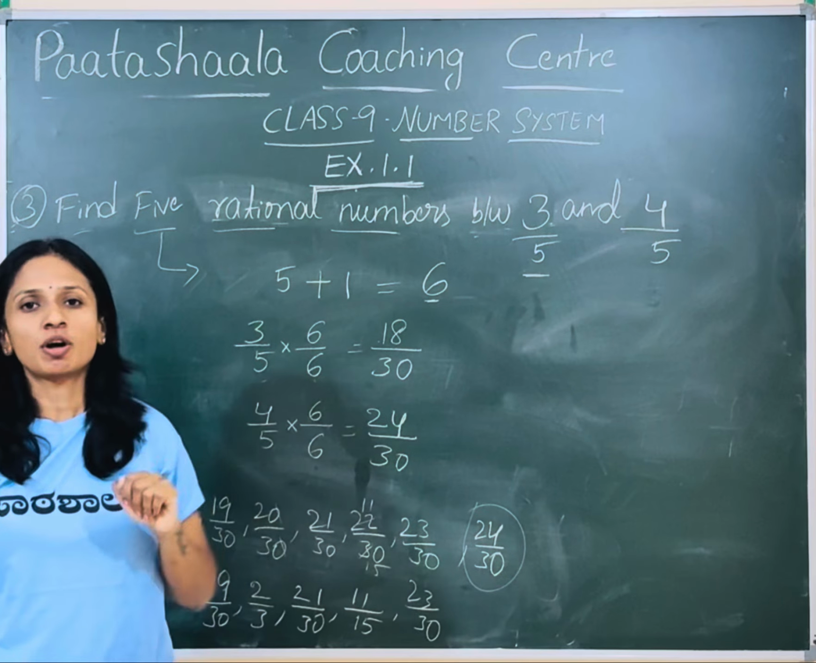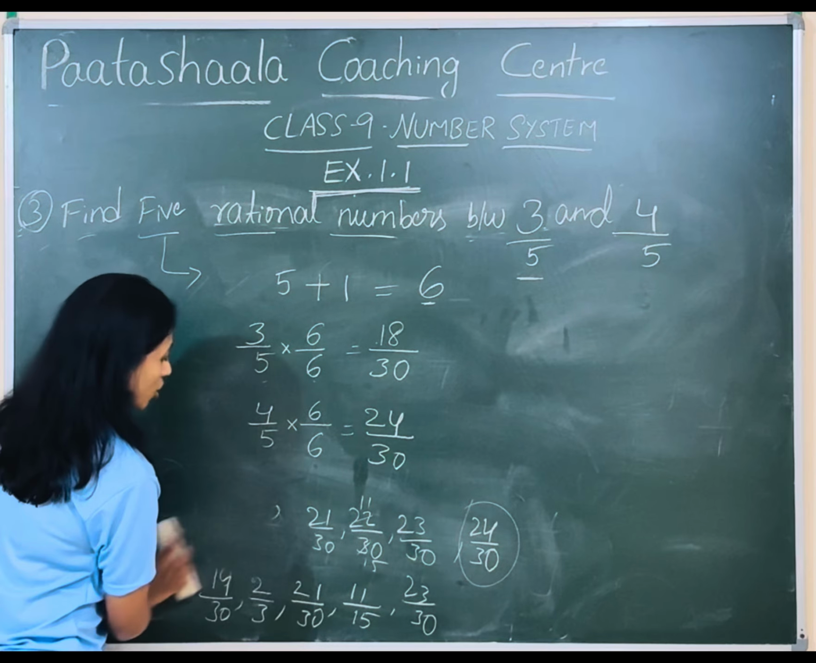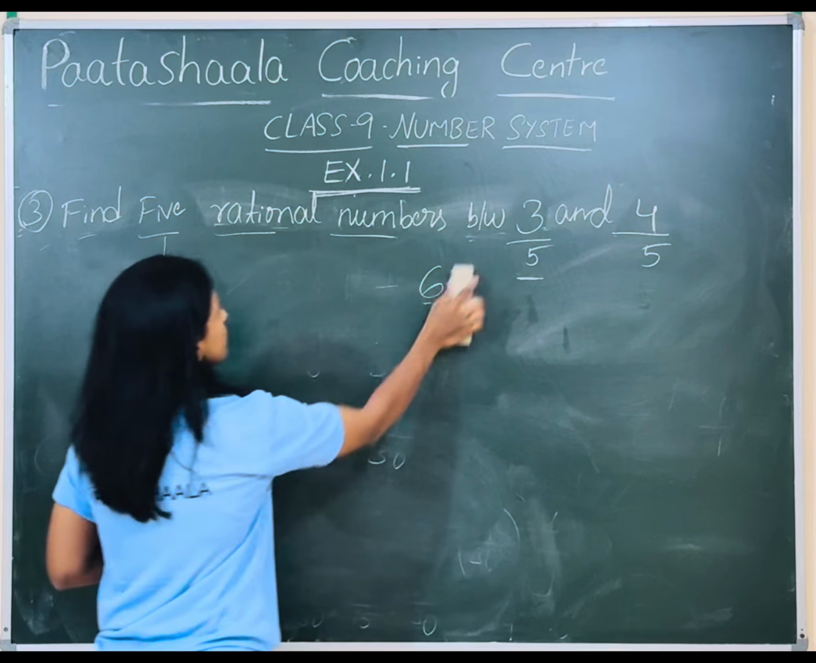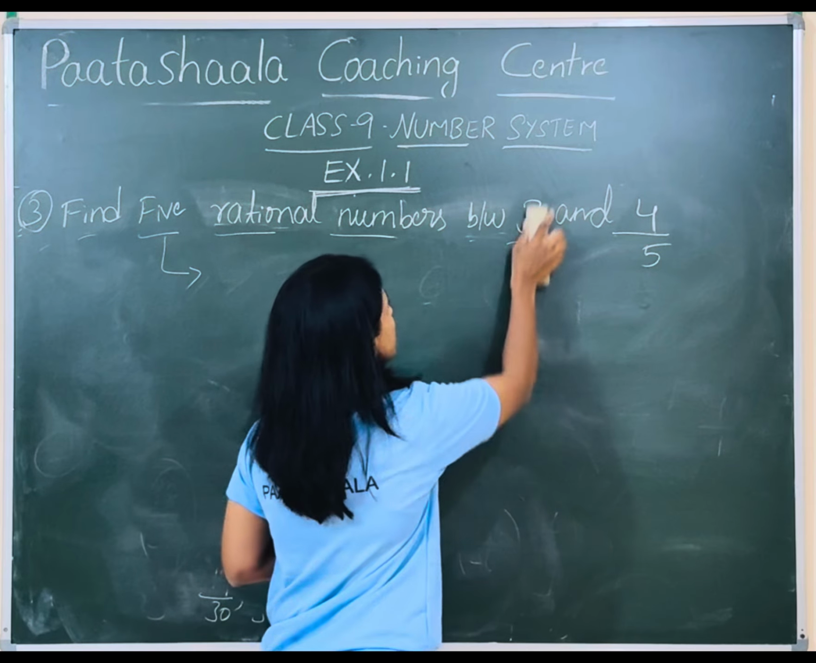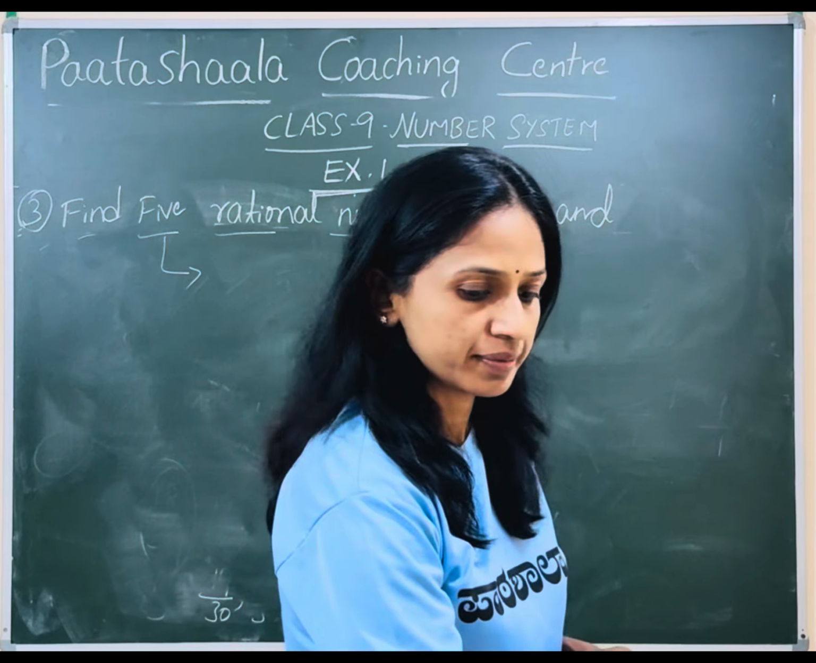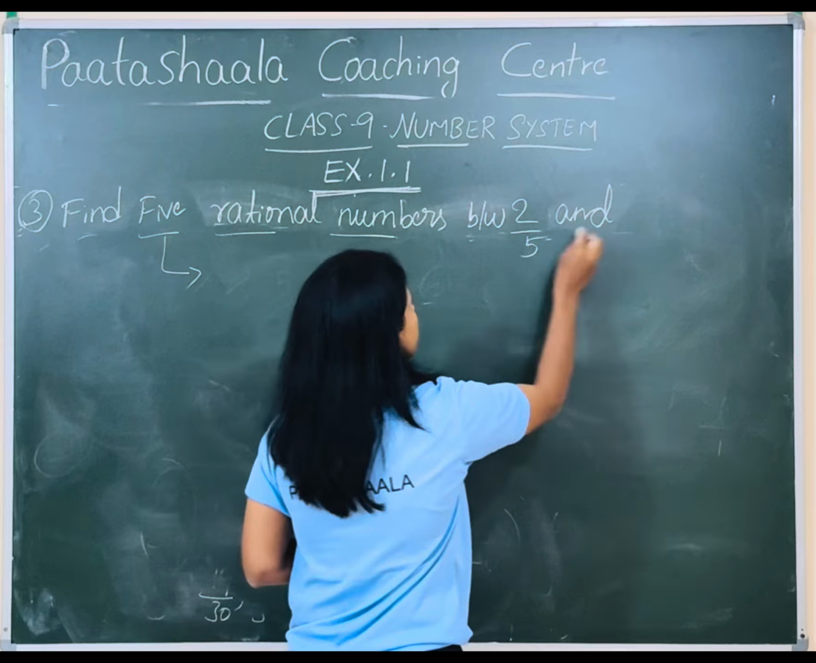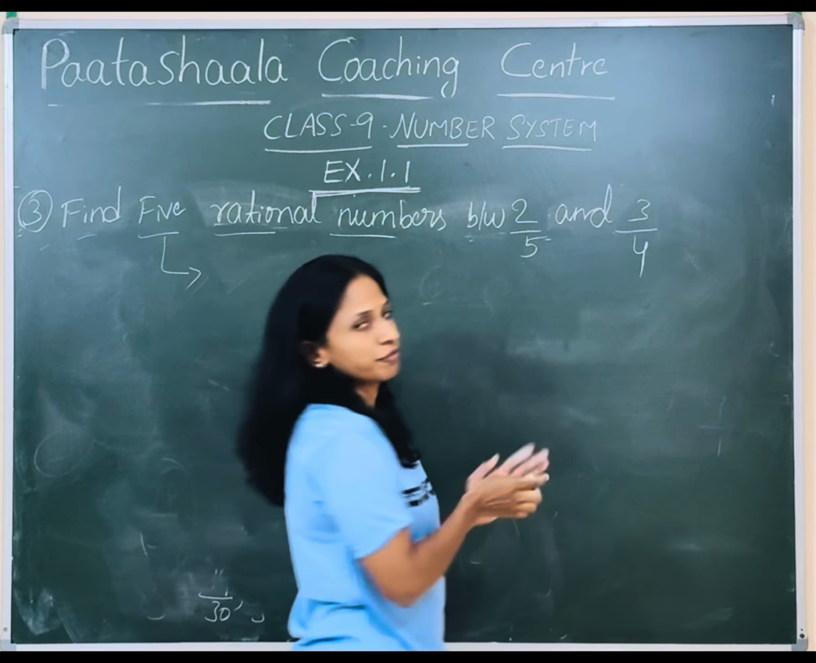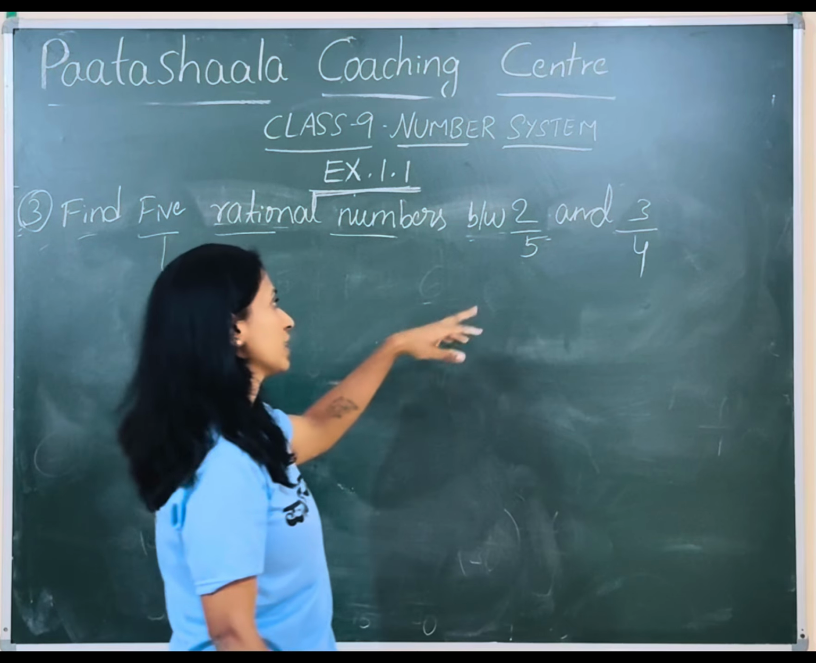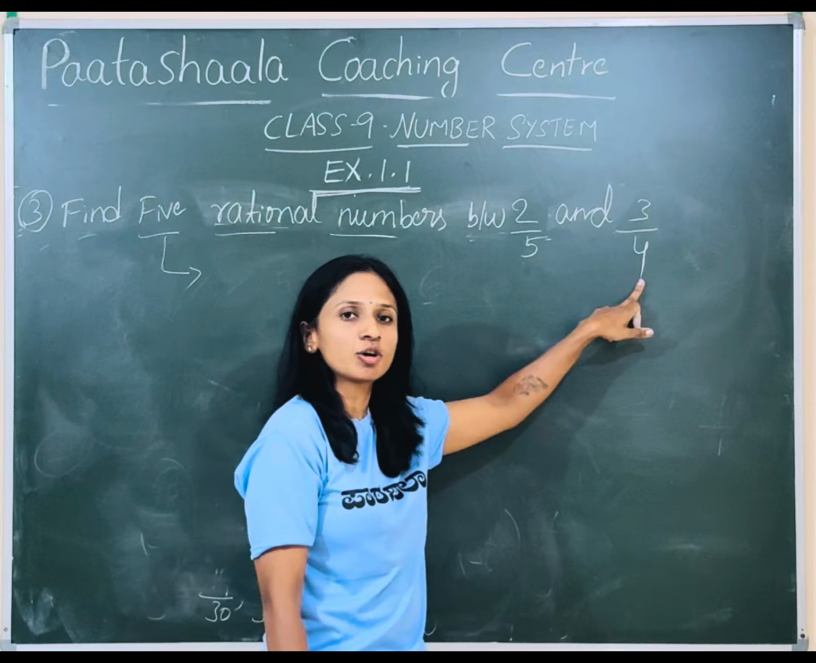So we have seen the problems with the same denominators. For example, if they are given the problems with different denominators, for example, it is not 3 by 5 and 4 by 5, it will be 2 by 5 and 3 by 4. So this is not the exercise problem. This is an example I have taken. So 2 by 5, here the denominator is 5 and here the denominator is 4.